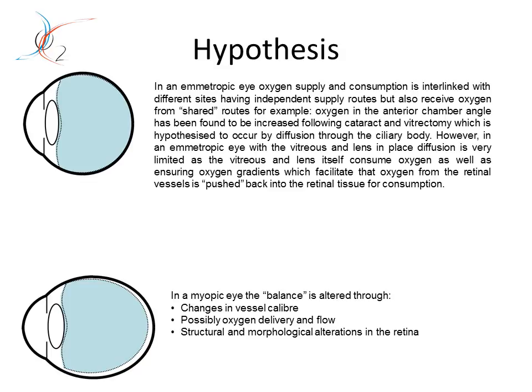Now, why did we think there could be a link between oxygen saturation and myopia or eye elongation? Basically, there is an imbalance between all those tissues, or a structural change for sure. We have changes in vessel calibers. We obviously have other structural changes of layer thinning, stretching and morphological alterations, and they could all possibly have an effect on the oxygen delivery and blood flow within the eye.